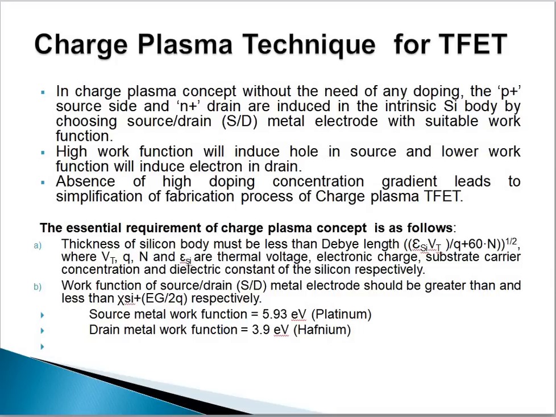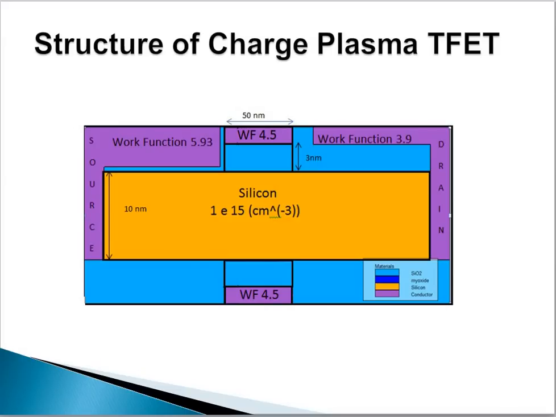Source metal work function is 5.93 electron volt for platinum and the drain metal work function is 3.9 electron volt for hafnium. For inducing the charge carrier approximate to the doped TFET structure, for example 10 raised to power 20 in the source region, the platinum metal work function is required. For inducing approximately 10 raised to power 18 charge carriers in the drain region, 3.9 electron volt of hafnium metal electrode is required at the drain side. This is the structure for the charged plasma TFET.